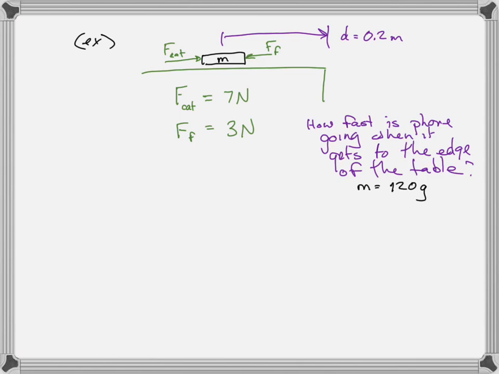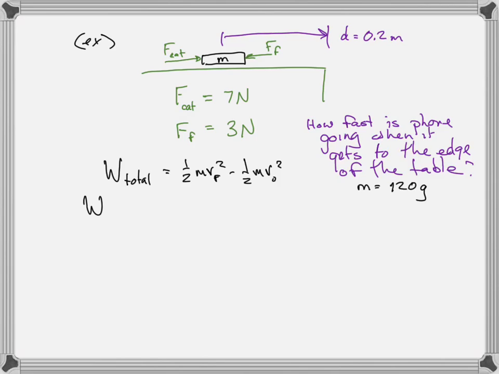Okay, so we could do net force equals ma, 4 newtons, mass 120 grams, figure out the acceleration, then use kinematics to go from the acceleration with the distance to a velocity. So we could use net force and kinematics to solve this problem. Absolutely. But we can also use the work energy theorem. Let's see how easy it is, because the work energy theorem says that total work done is equal to the change in kinetic energy, 1/2 mv squared minus 1/2 mv initial squared.